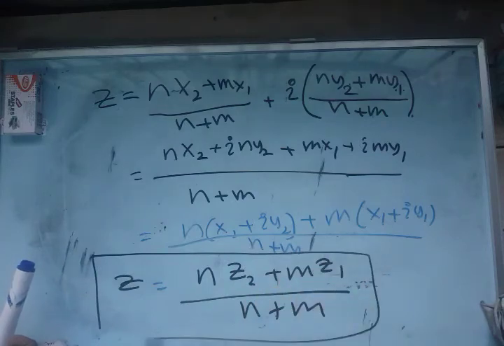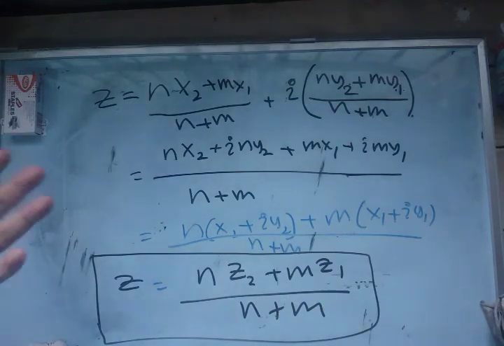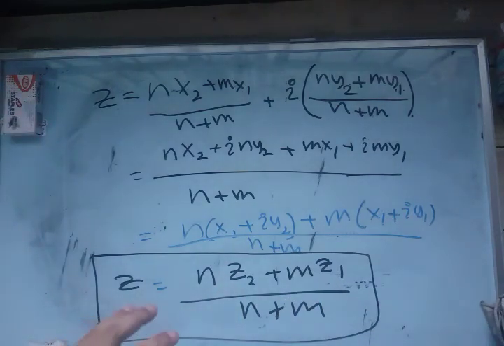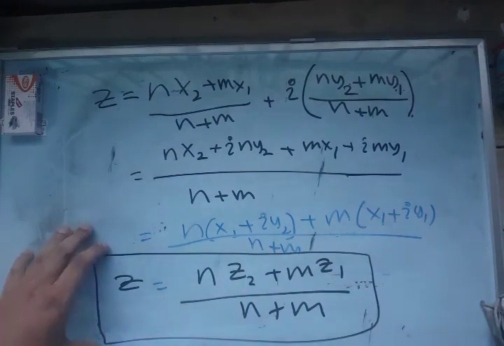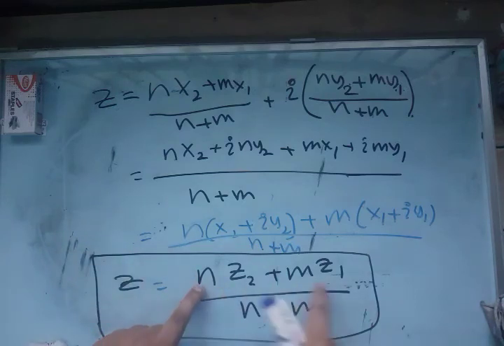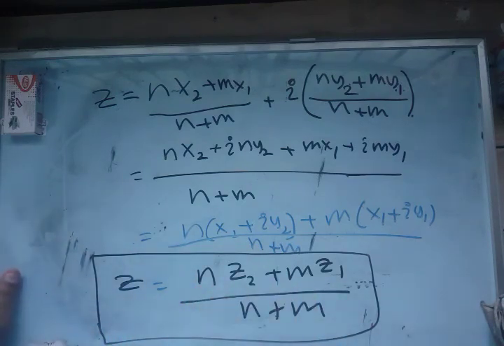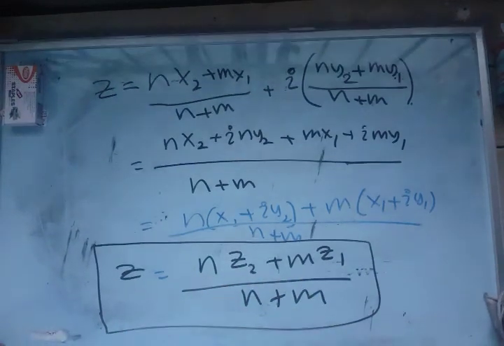It's very easy. So when we are dealing with the Cartesian plane, you have to mention each coordinate used in this relationship. Now when it comes to complex numbers, you just have to multiply by the complex number itself, n by z2 and m by z1, divided by n plus m. Okay, thank you.